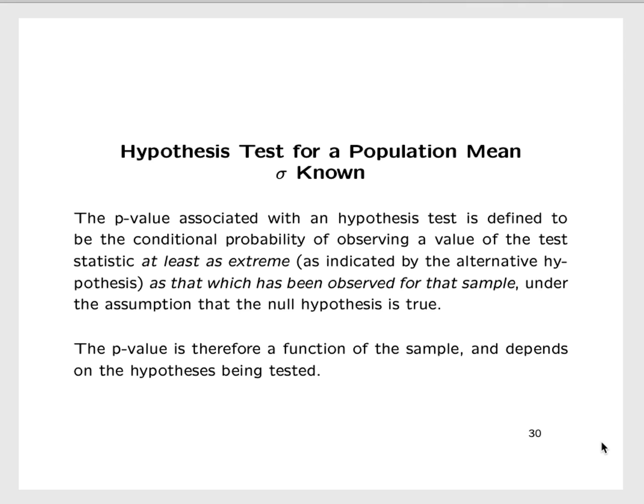Now, the p-value associated with a hypothesis test is defined to be the conditional probability of observing a value of the test statistic at least as extreme as that which has been observed for that sample under the assumption that the null hypothesis is true. And when we say at least as extreme, what we mean is as indicated by the alternative hypothesis, or in the direction of the alternative hypothesis. The p-value is therefore a function of the sample and depends on the hypotheses being tested.